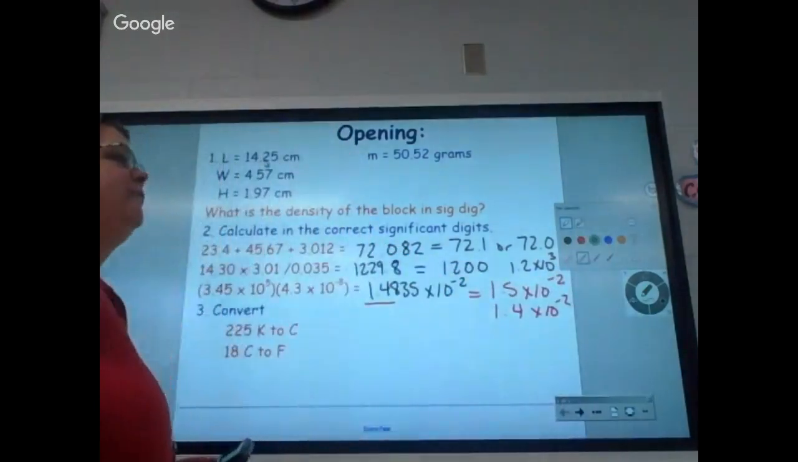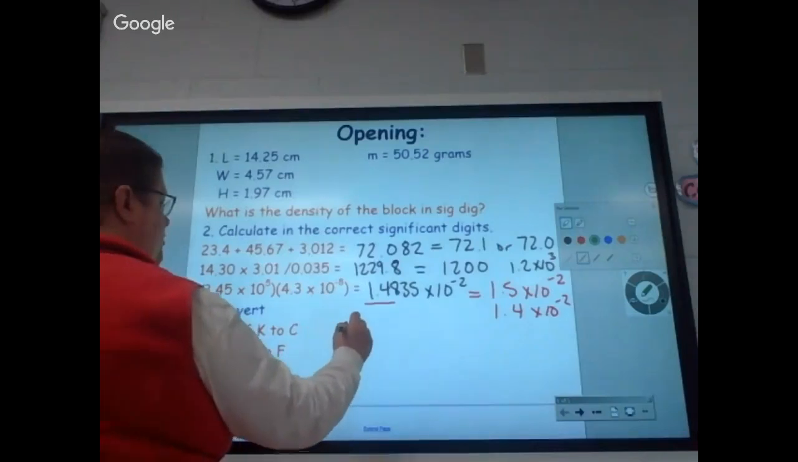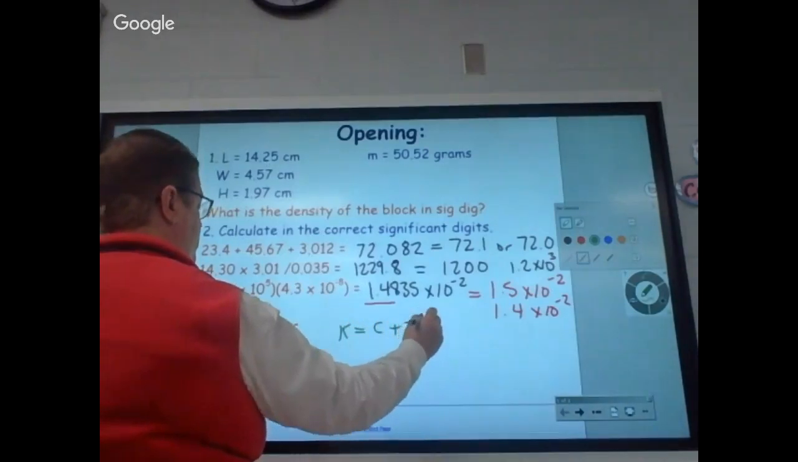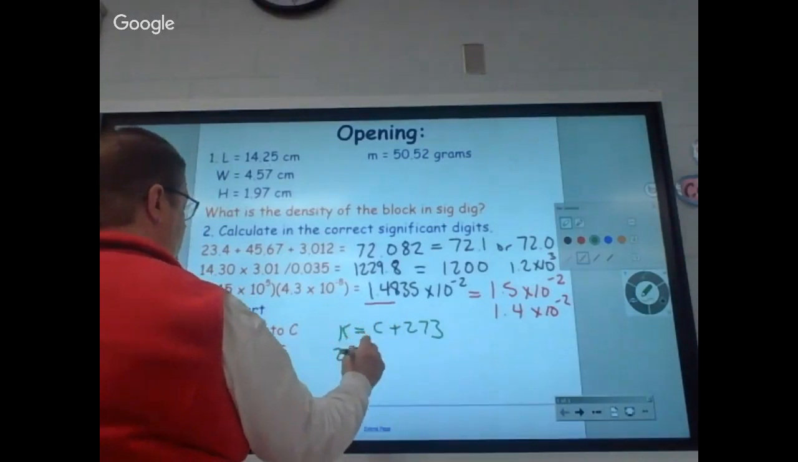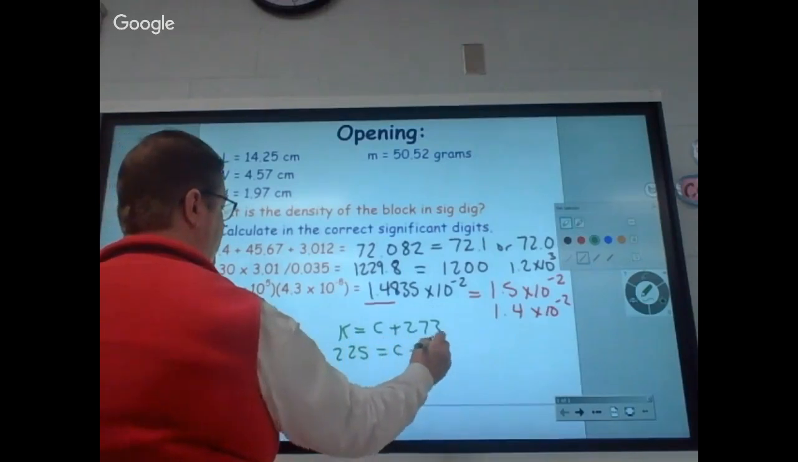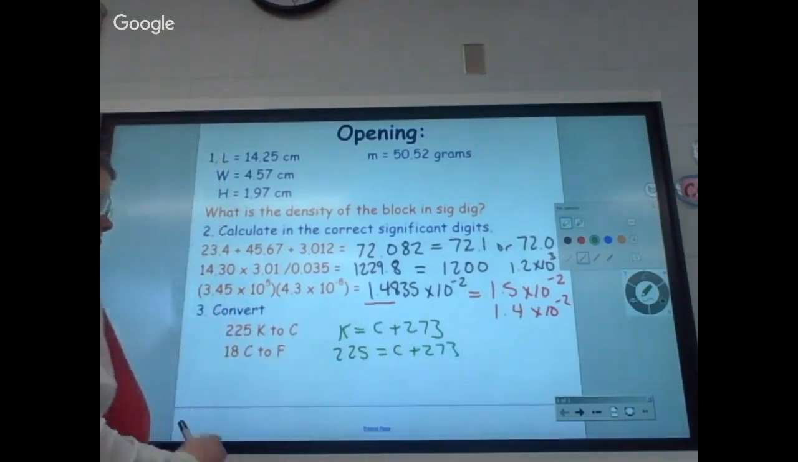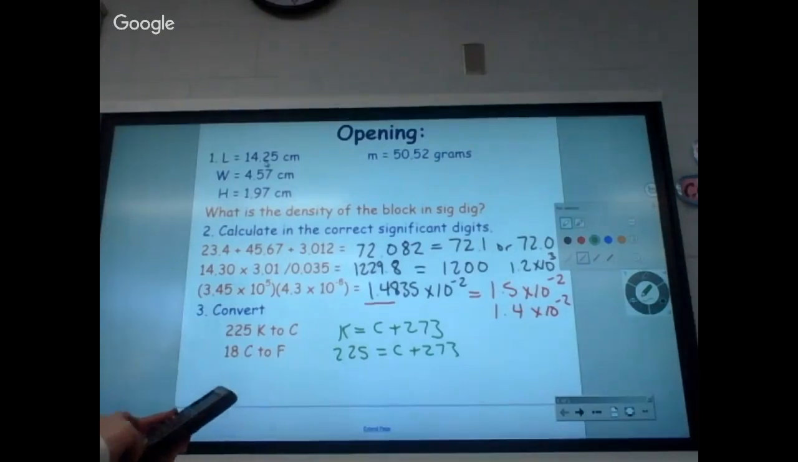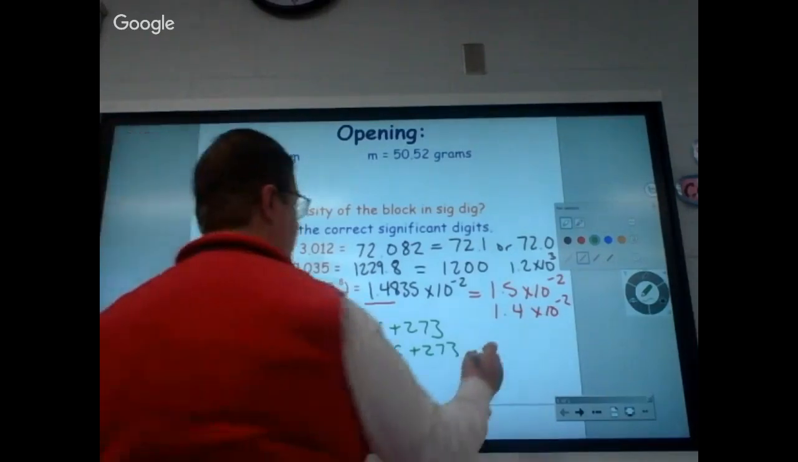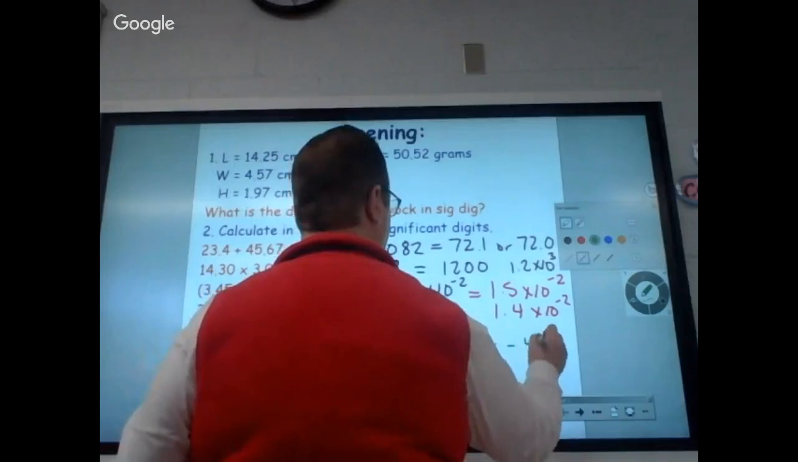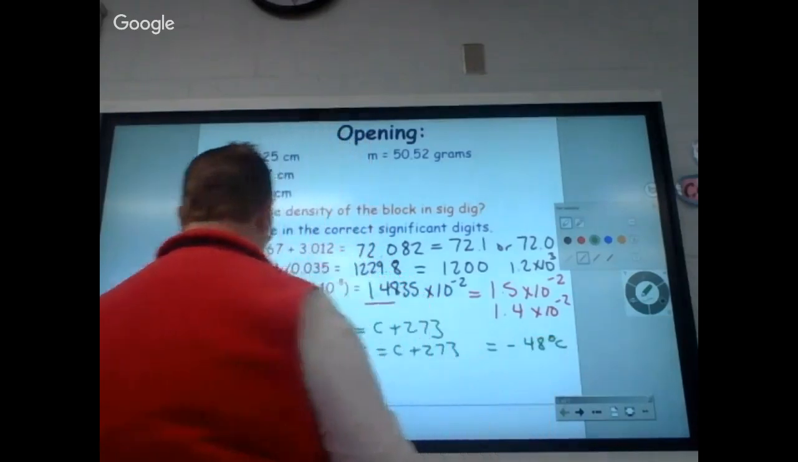All right, so number 3, what's the formula? K equals C plus 273. So 225 equals C plus 273. Subtract 273 from both sides. -48. It does not feel -48. It is.